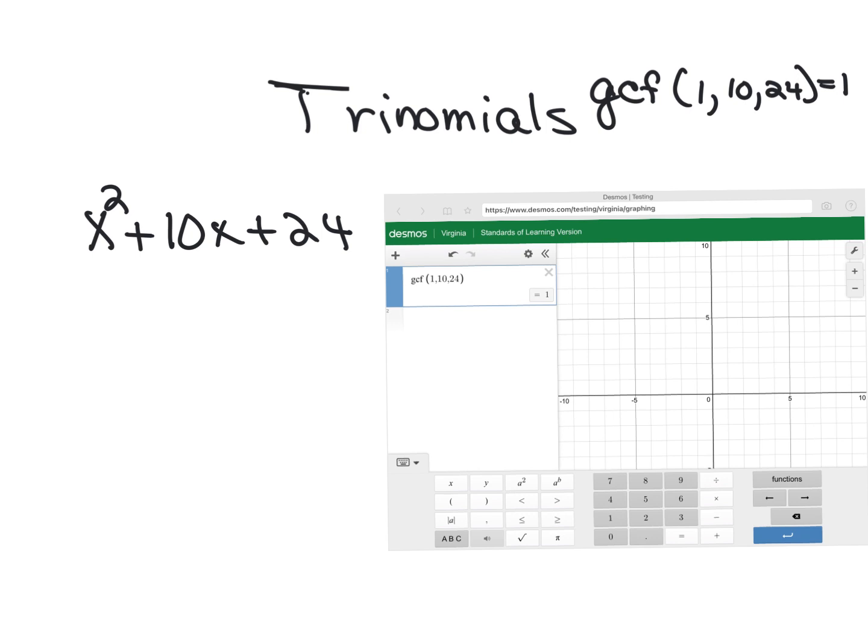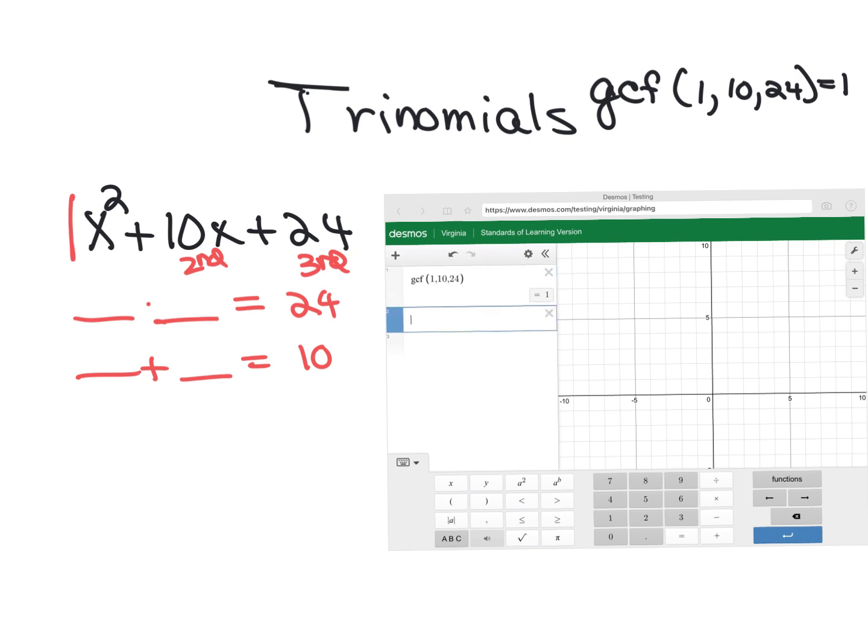All right, this is a trinomial that has the number 1 in front of x squared. When we have that, we do not have to do anything other than find what two numbers multiplied together is equal to the third number, 24, but when added together is equal to that second number, which is 10. And to do that, we are going to be going to Desmos.